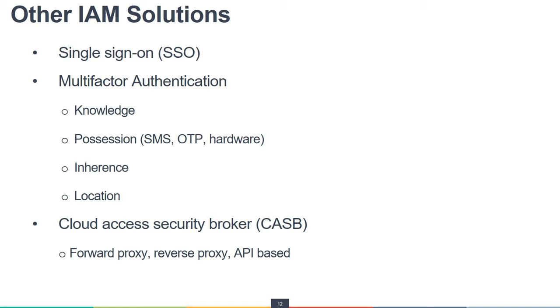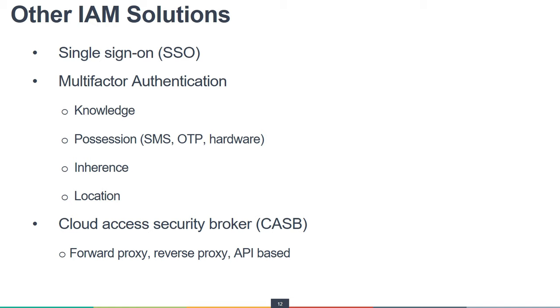And the location. Location is the user's physical location, and this is used in attribute-based authentication. So if you are present at a particular location, then only you can log into that particular service. Cloud service broker, cloud access security brokers, forward proxy.